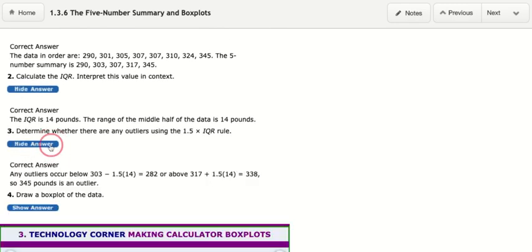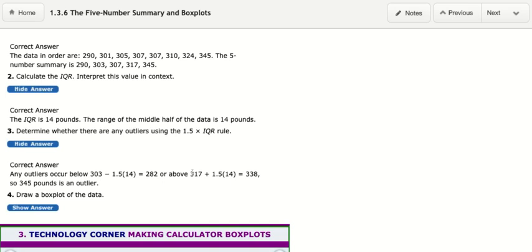Number 6 talks about determining whether there are any outliers. So we talked about visually, you can see and say those are possibly outliers. For the IQR, the rule is 1.5 times the IQR that's subtracted from Q1 and added to Q3. So you'll notice here that they take 303, that's Q1 right here, and we're going to take away 1.5 of the IQR, which we just found out was 14, which is 282. If you look at the data, 290 is the lowest number we have. So right now we do not have an outlier on the small side because there's nothing smaller than 282.